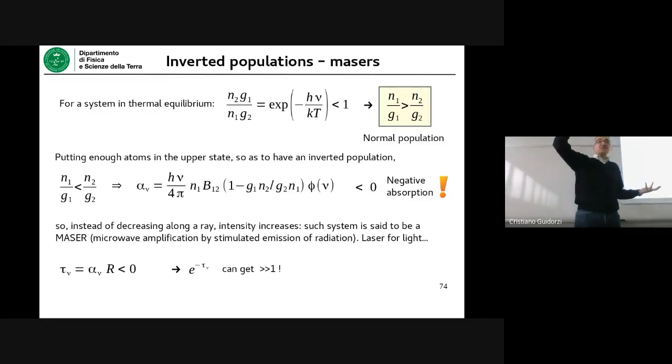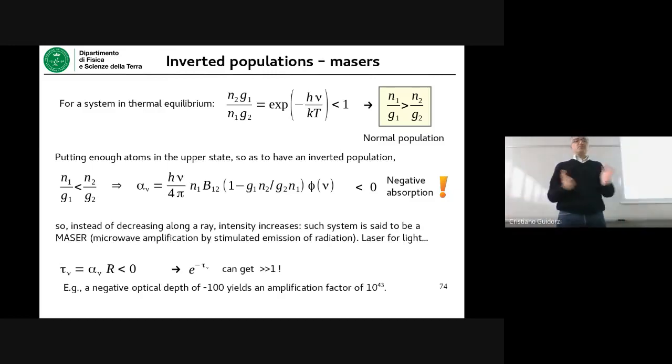And again, it increases because stimulated emission is prevailing, is dominating the true absorption. So in that case, for example, when you have an optical depth of minus 100, it means that the amplification factor, e to the minus tau, can be 10^43. So that's why these systems can be very, very effective in increasing intensity. This is beautiful to see, the description in terms of radiative transfer of what happens when you invert the population with respect to the thermal one, when you end up with systems like masers or lasers.